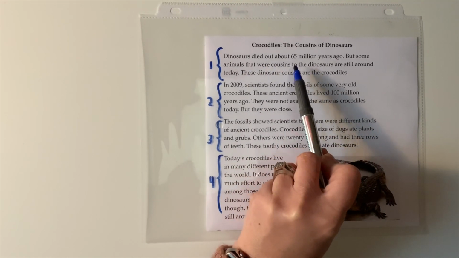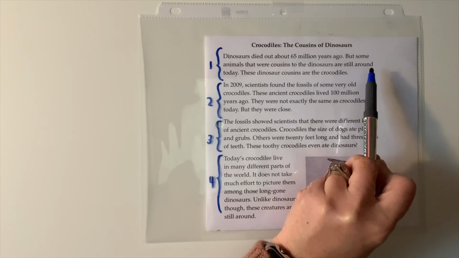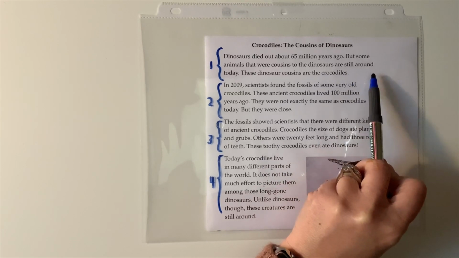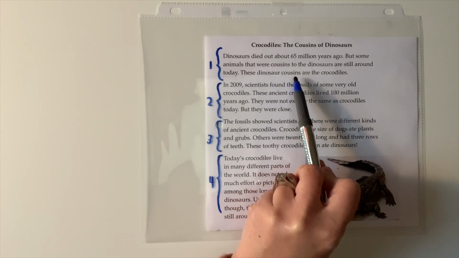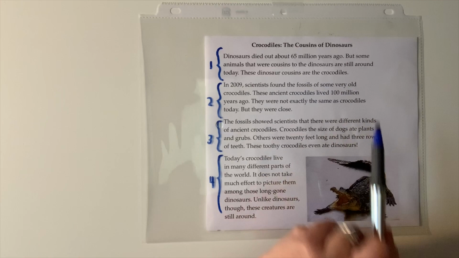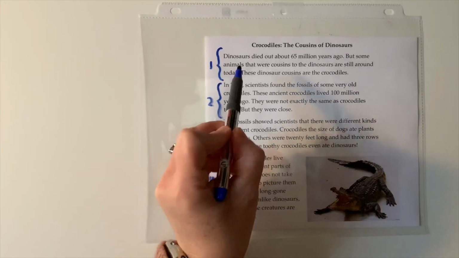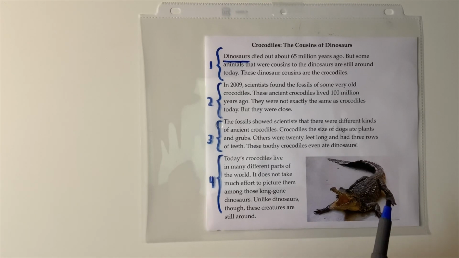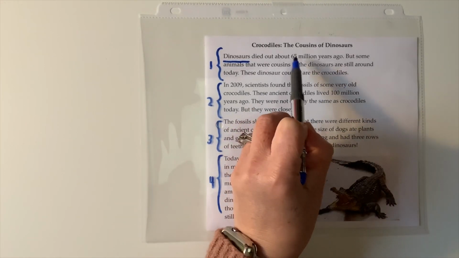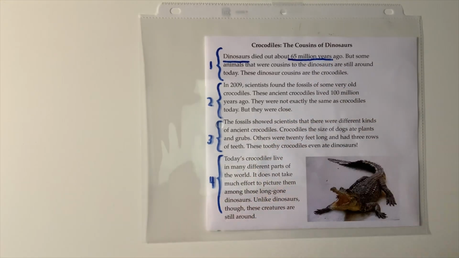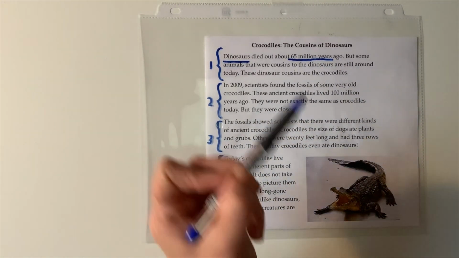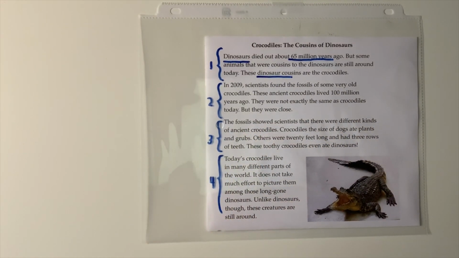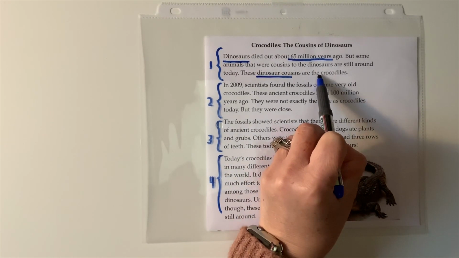Dinosaurs died out about 65 million years ago, but some animals that were cousins to the dinosaurs are still around today. These dinosaur cousins are the crocodiles. So I know this paragraph talks about dinosaurs. And it's also letting me understand that dinosaurs died 65 million years ago, but they have dinosaur cousins that we know of now are called the crocodiles.